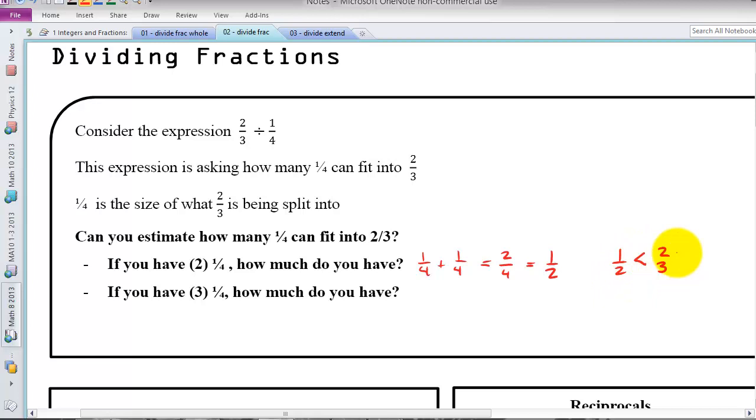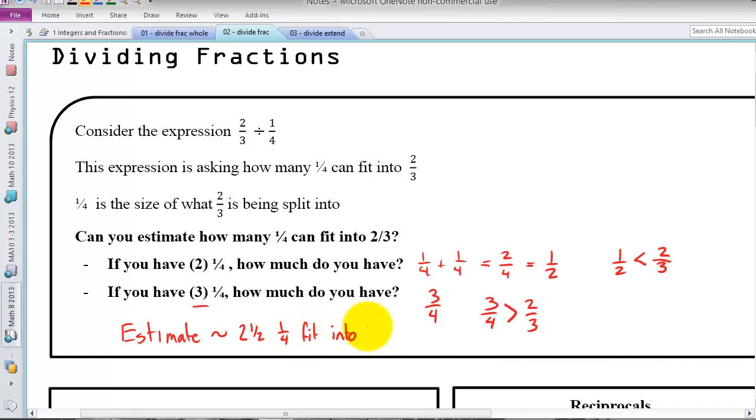So when you think of the question, how many 1/4 can fit into 2/3? Well, we know it is at least two. What about three? If you had three 1/4, how many would you have? That would be 3/4, and in this case, 3/4 is greater than 2/3. In other words, if you had three of those, you would have more than 2/3. So just a real rough estimate would be maybe 2.5 1/4 fit into 2/3. Okay, that's just the idea of estimation.